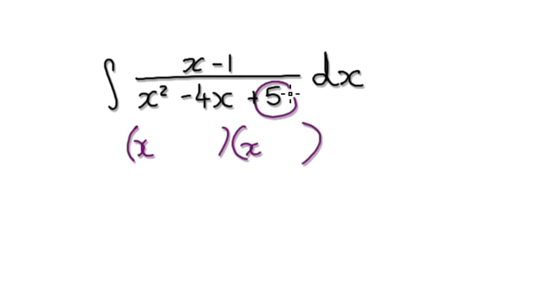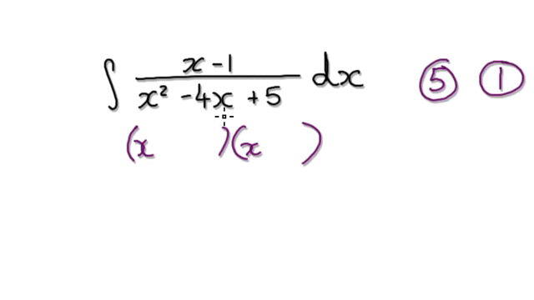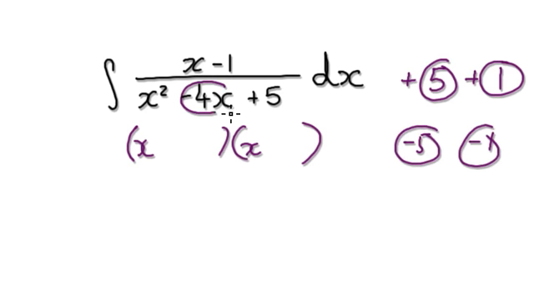So your eyes should zoom into this 5. Two numbers multiply together to give you a 5. Well, it can be a 5 and a 1. That's pretty much it. And then the next part is to look at this plus here, which would imply that either it's a positive 5 and a positive 1, or a negative 5 and a negative 1. Well, the next thing you should look at is this thing here.